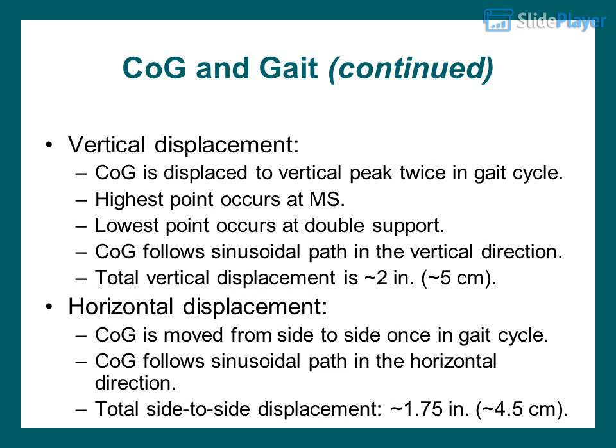Horizontal displacement. COG is moved from side to side once in the gait cycle. COG follows a sinusoidal path in the horizontal direction. Total side-to-side displacement, approximately 1.75 inches, approximately 4.5 centimeters.